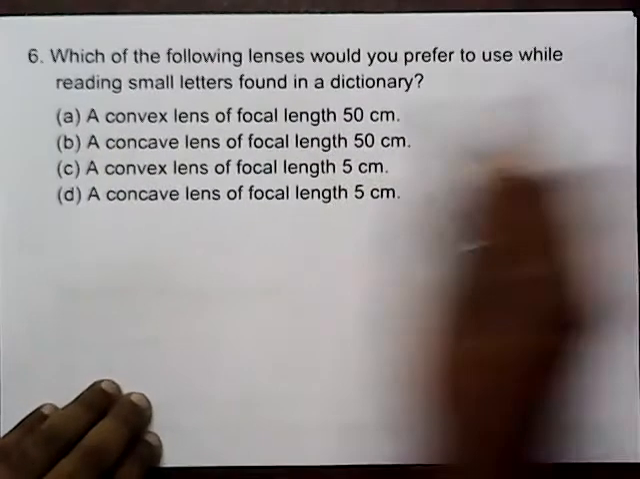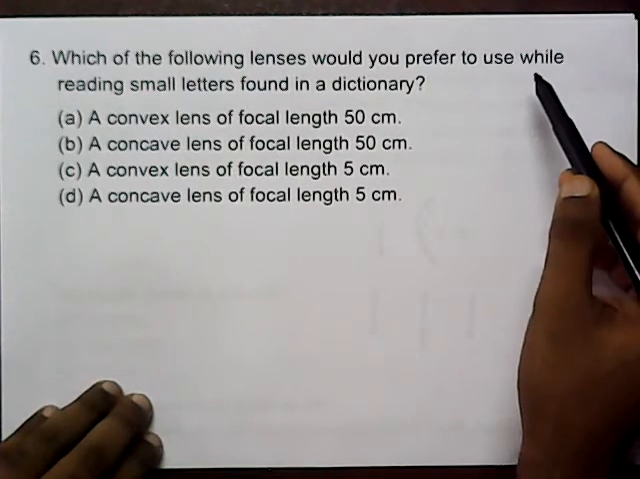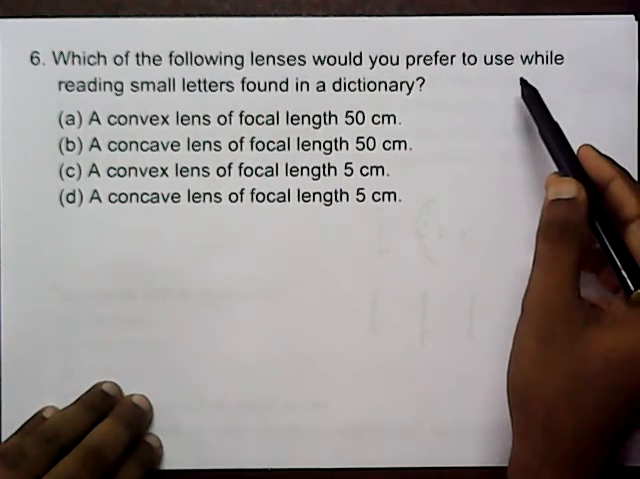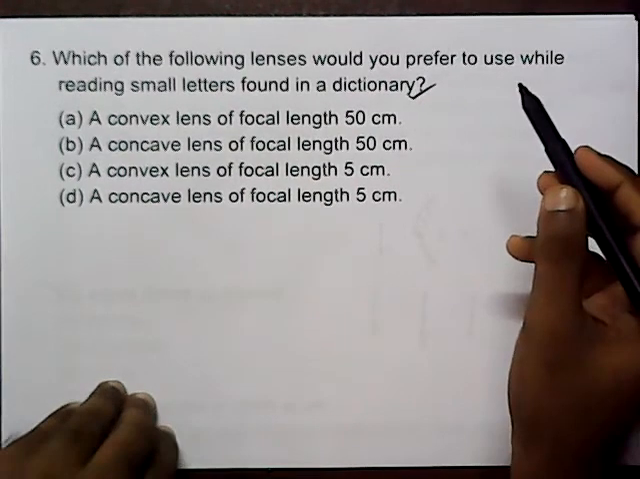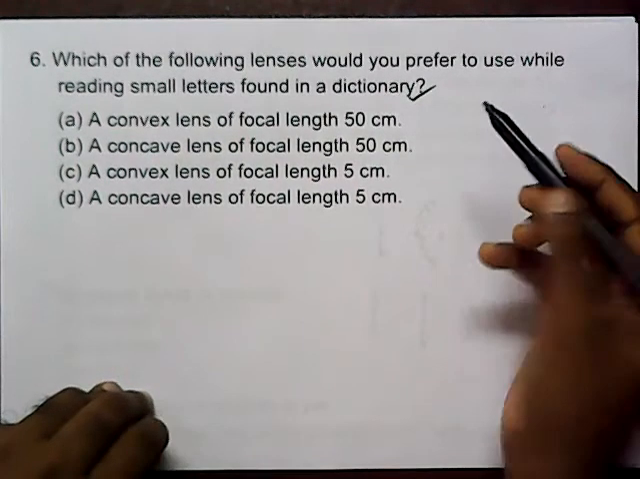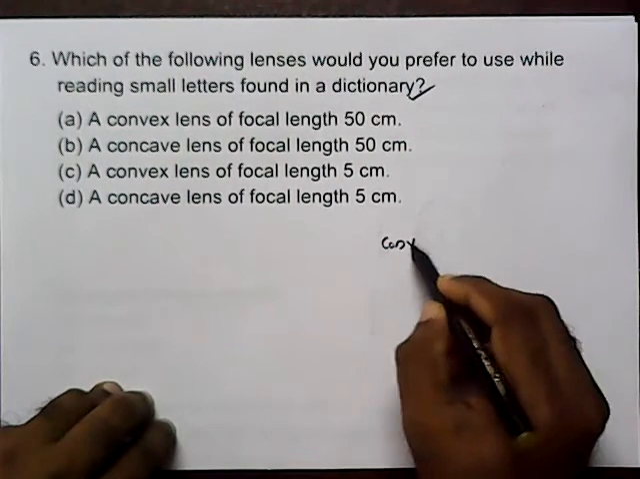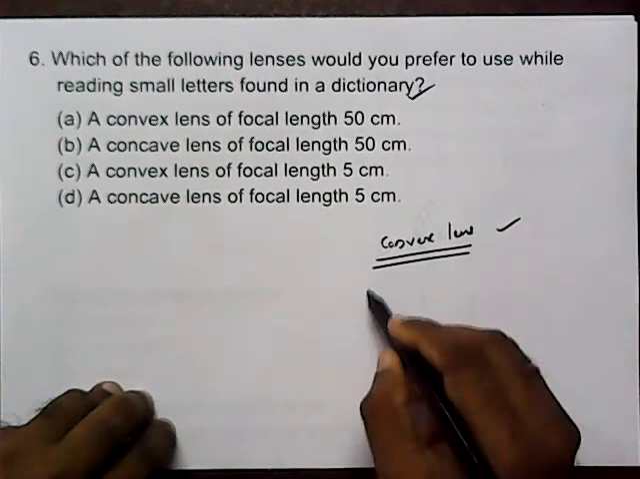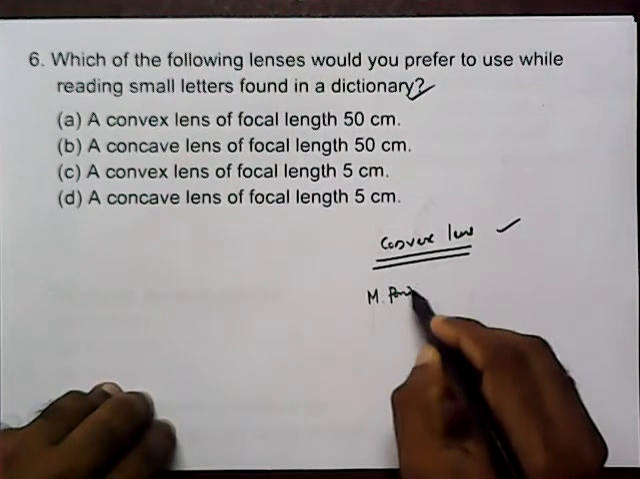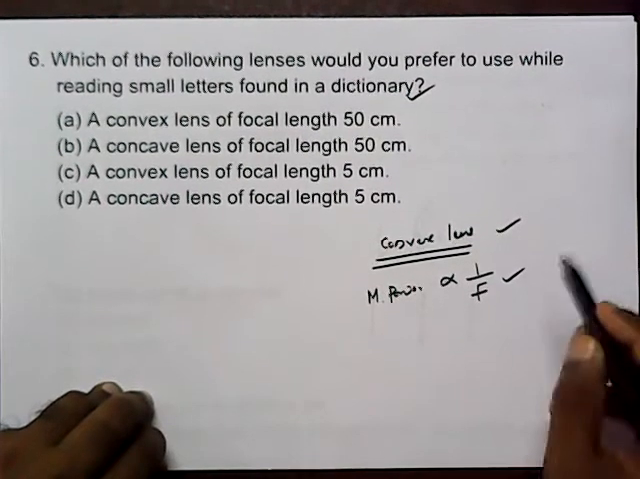Number 6. Which of the following lenses would you prefer to use while reading small letters found in a dictionary? And that is a very important concept. In order to magnify it, a convex lens can be simply used. But the very important one, there is a term, the magnifying power. The magnifying power is proportional to 1 by F. So that is a very important one.